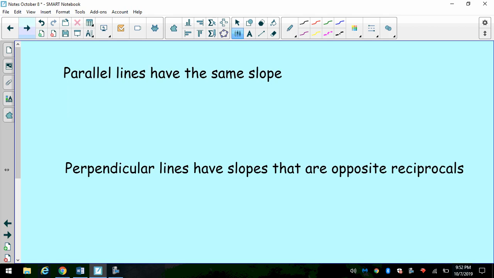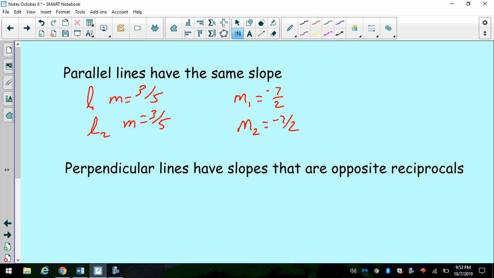Parallel lines have the same slope. So line 1 has a slope of 3/5. Line 2 has to have a slope of 3/5 for them to be parallel. They have to have the exact same slope. So the slope of line 1 is -7/2. The slope of line 2 would also have to be -7/2. So if they're going to be parallel, the slopes have to be exactly the same.